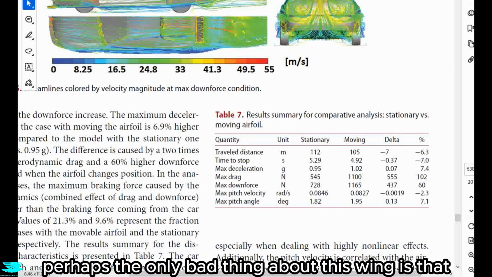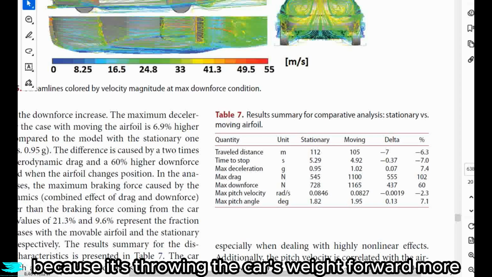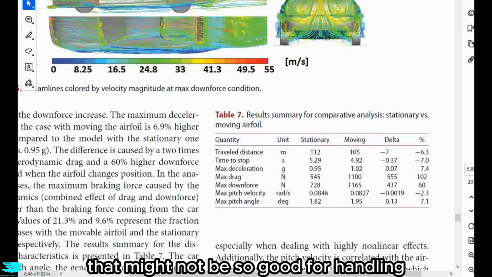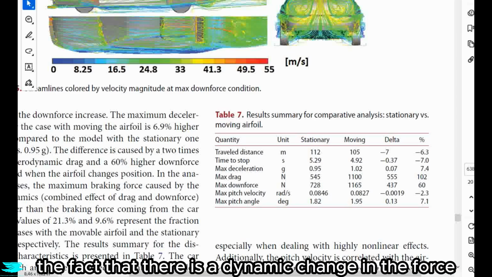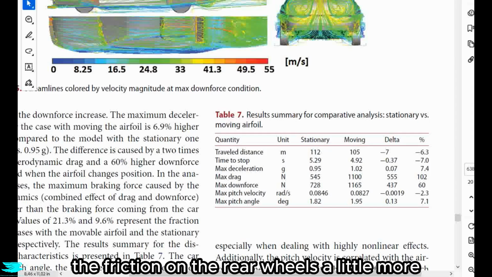Perhaps the only bad thing about this wing is that it's increasing the pitching angle because it's throwing the car's weight forward more due to greater deceleration. That might not be so good for handling. I mean, it depends, I guess, but the fact that there is a dynamic change in the force makes it harder to control. It would also make drifting a little easier because you would alleviate the friction on the rear wheels a little more, so that's nice.